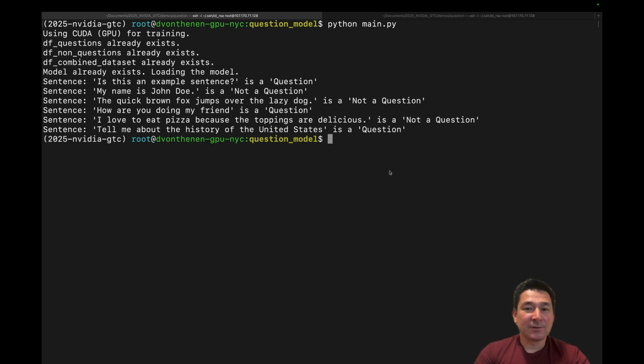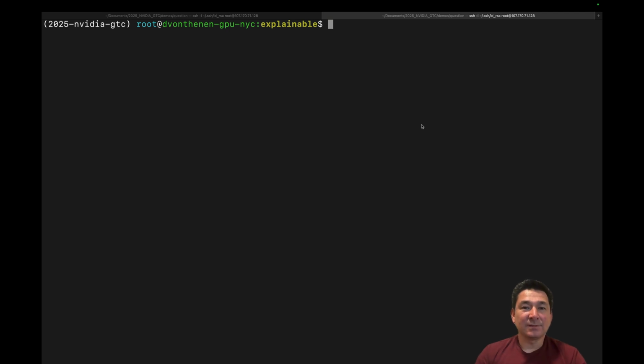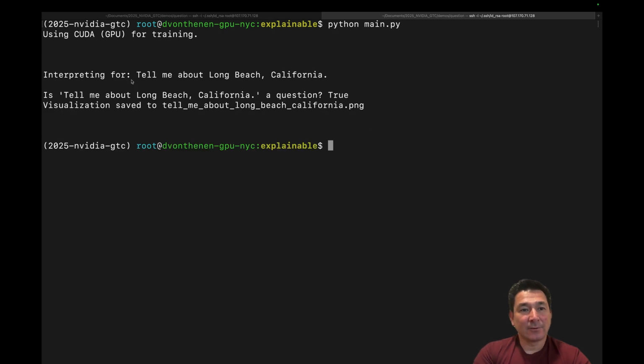So this is a great example of using Captum in order to understand how the model arrived at whether or not this is a question or not. I can take that same model, take that sentence, feed it into the model, and use Captum in order to determine how the model arrived at that explanation or that classification. And it does it in graphical format. Here we have the question, "Tell me about Long Beach, California," and it's saved to this PNG file here.